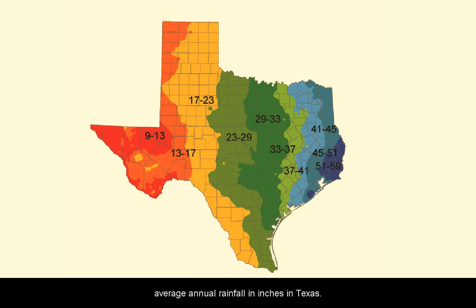This picture shows average annual rainfall in inches in Texas. Texas is so large that it's affected by air drawn in from the Pacific Ocean, as well as the humid tropical air flowing in from the Gulf of Mexico. The state's vast size also means climate varies greatly from north to south and east to west. Rainfall increases going from west to east.